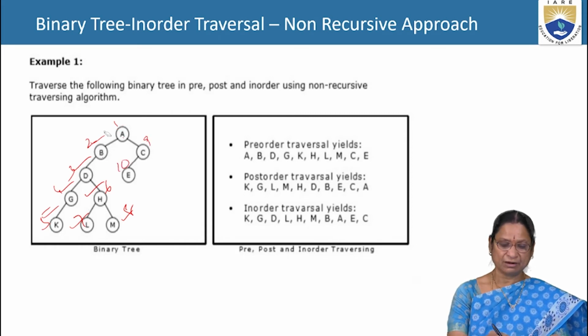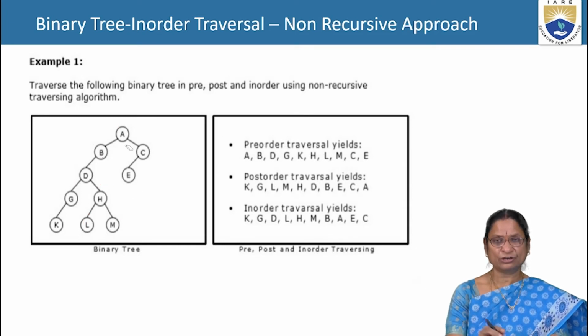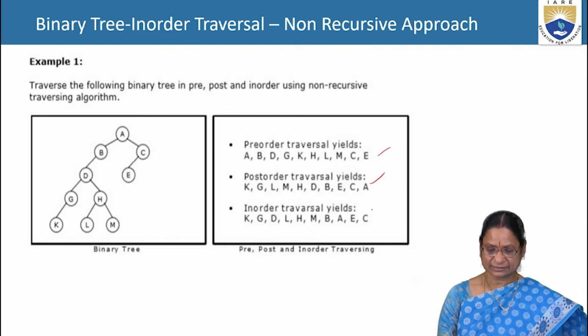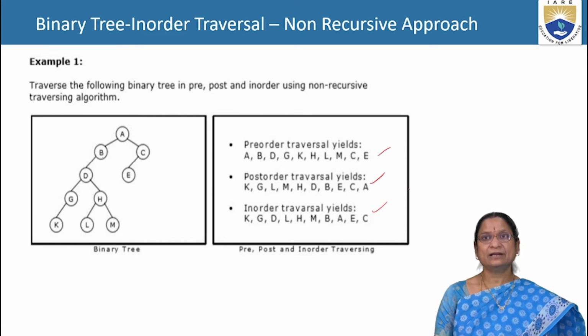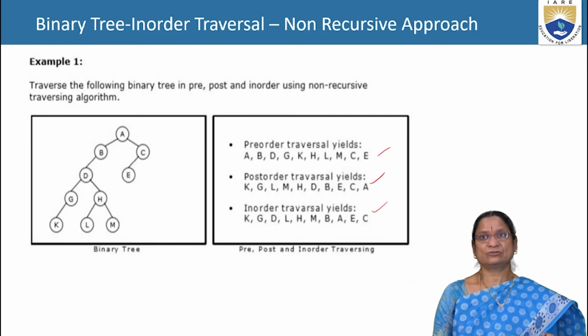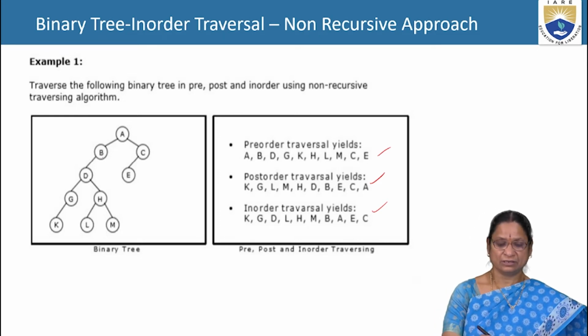This is the pre-order traversal. Before the left and right subtrees, the root is going to be processed. Similarly, this is the post-order, this is pre-order, and this is in-order traversal. Post-order means the root is going to be processed after the leftmost child.